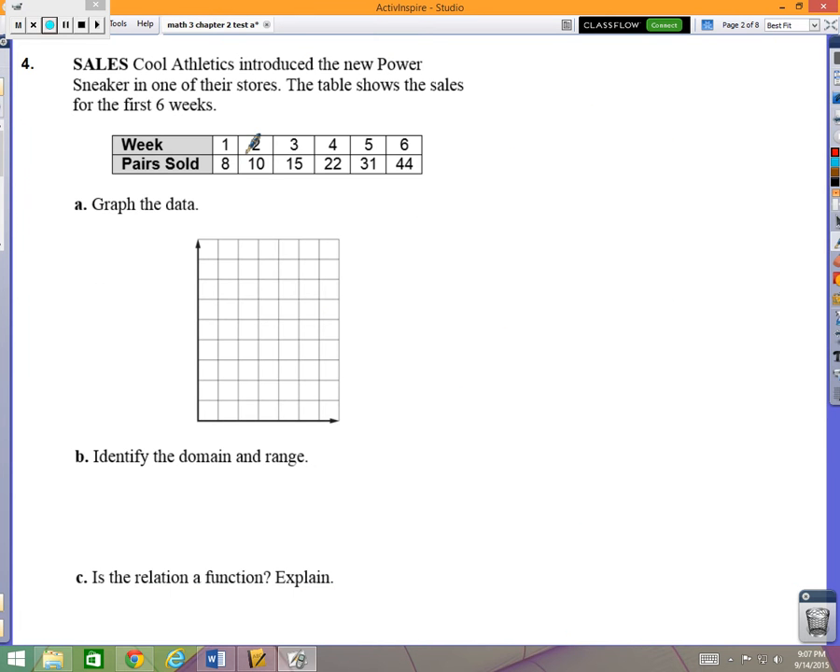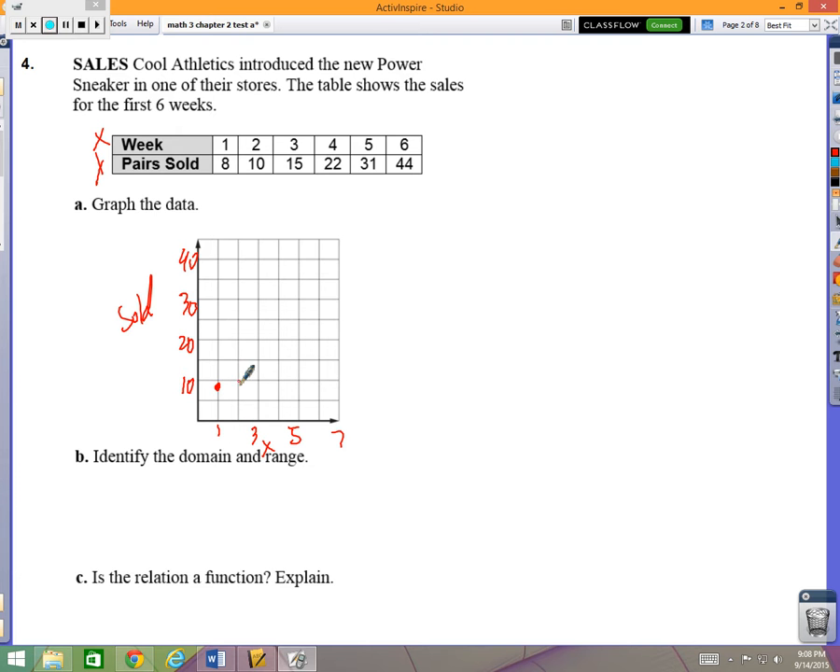4, okay, you're given a table and you gotta graph the data. So weeks, this is gonna be your x, 1, 2, 3, 4, 5, 6, 7, and then your pairs sold. This is gonna be the y-axis, this is x, this is y. So all the way to 44. So if I count by 5s, that's going to be 10, 20, 30, 40. Okay, at week 1, there's got to be 8 pairs, so that's somewhere there.